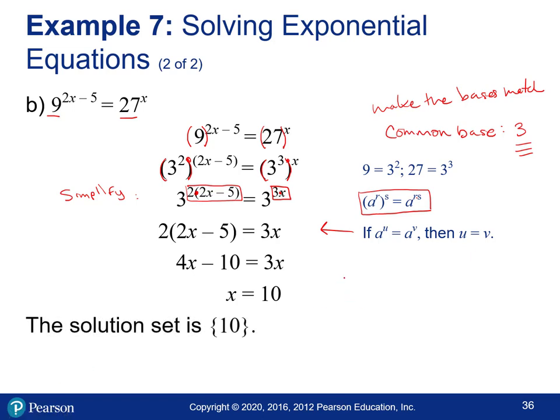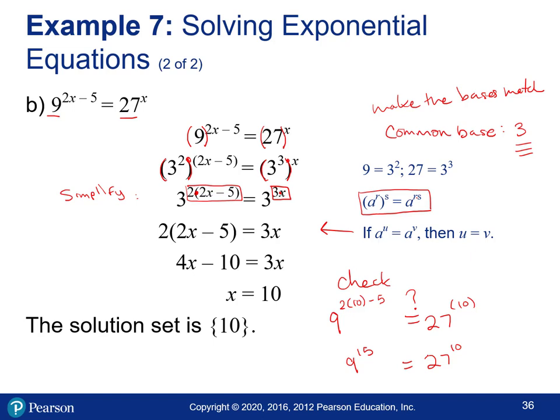And again, you can check. So let's do a quick check on this one. We have 9 to the 2 times 10 minus 5 power. And we are questioning, did we do this right? Is that the same as 27 to the 10th power? And so that's going to be 9 to the 20 minus 5 on the left. So that's going to be 15. And on the right, that's still 27 to the 10th.